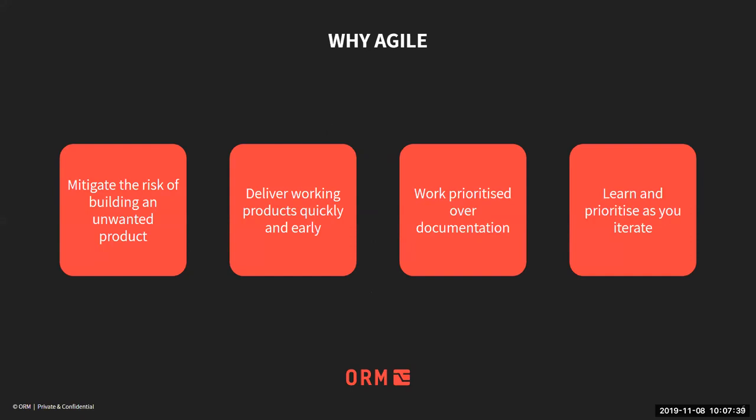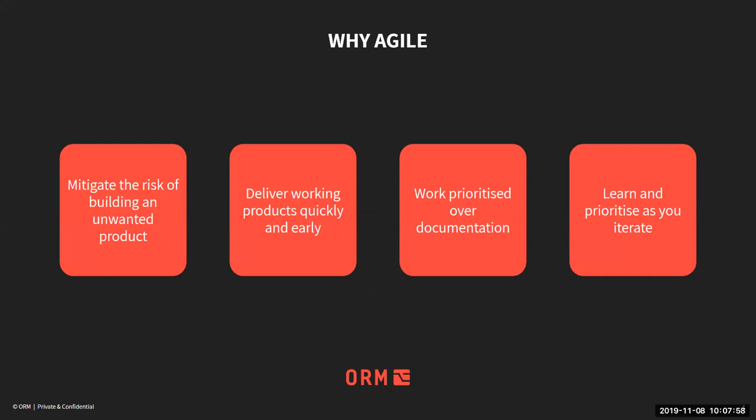So you need people who can actually look at all of those areas as part of the process in Agile and in a hackathon. So why do we do Agile? It mitigates the risk of us building unwanted products because we're constantly looking and iterating. It delivers working products quickly and early so that we can get it into the hands of the business and users.